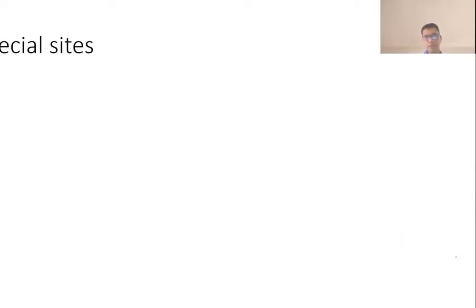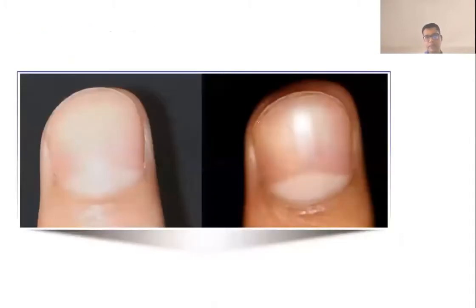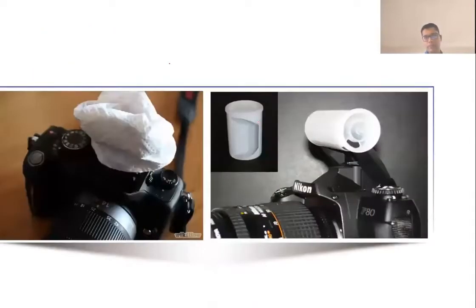Now, special sites, I'll just talk about the nails, the hair, and the mucosa. For the nails, one of the issues is that the nail is a very reflective surface. So the flash needs to be tempered. You need to make sure that it is not overexposed. A simple way of doing it is to wrap a piece of tissue paper or butter paper on the flash. You can do it on mobile phones also.